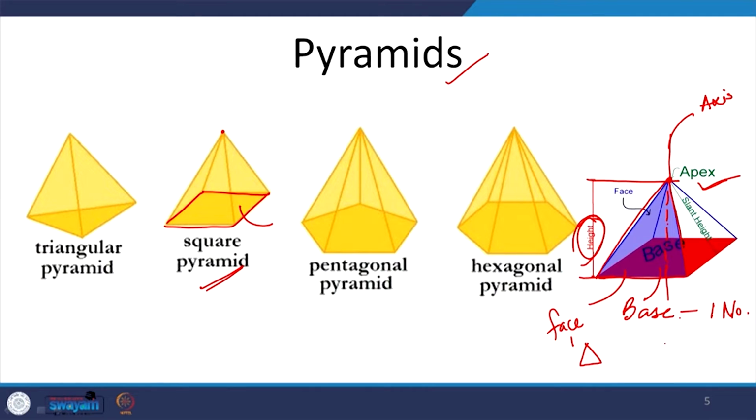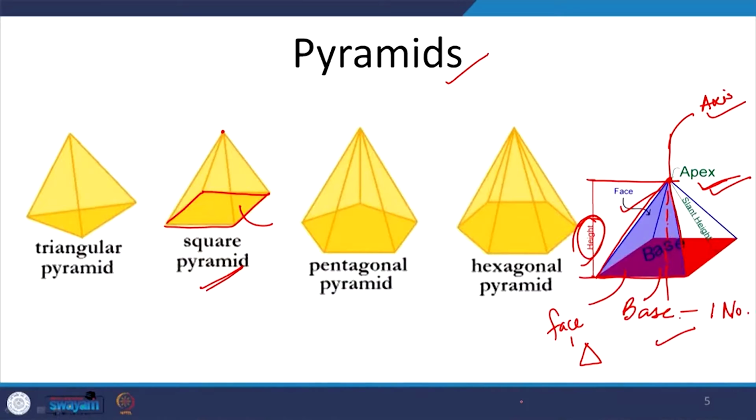So, what do we get? We get one base, one axis, one apex and some number of triangular faces. That is what the pyramid will be formed of. So, if I say prism, it means that it is a rectangular cylinder like solid, and if I say pyramid, it means I am talking about a cone like solid. So, you must always have this difference in your mind when a question is given to you.